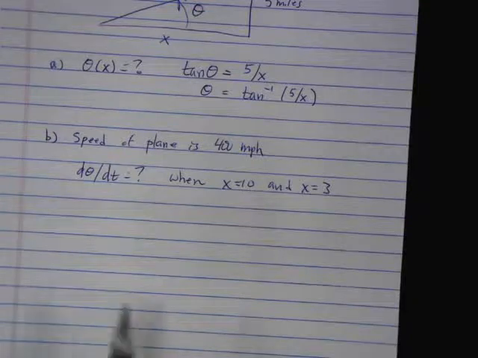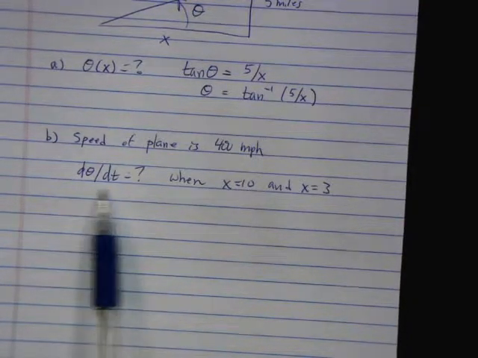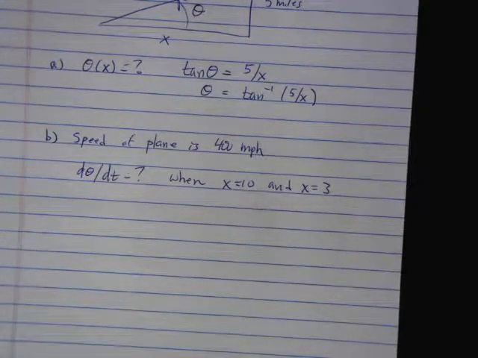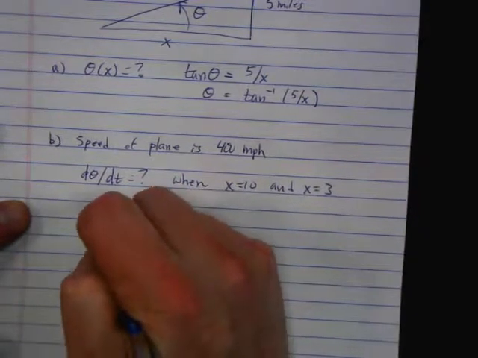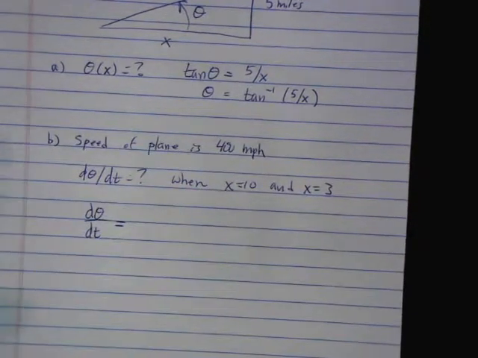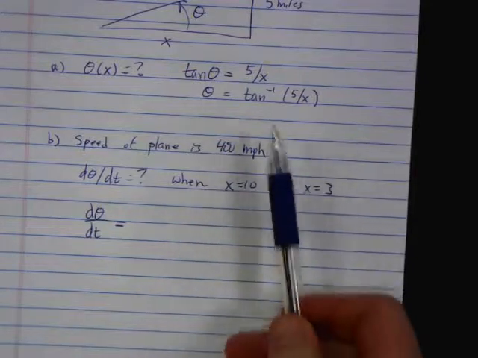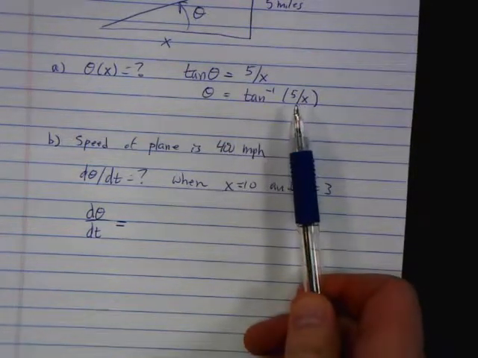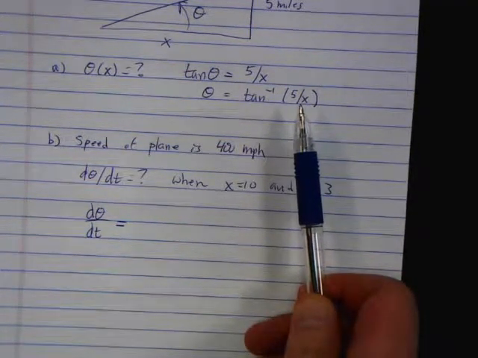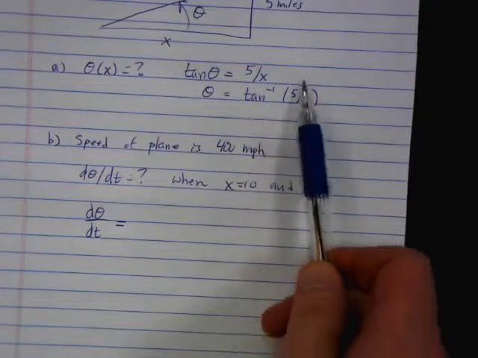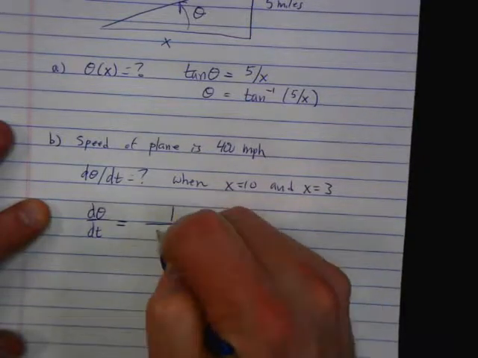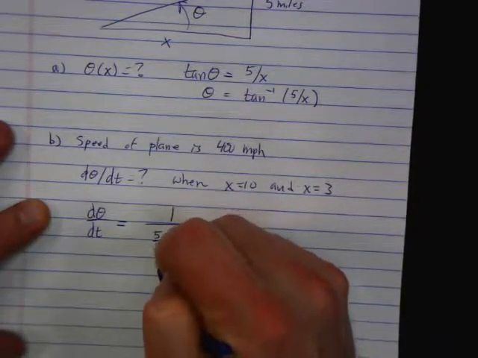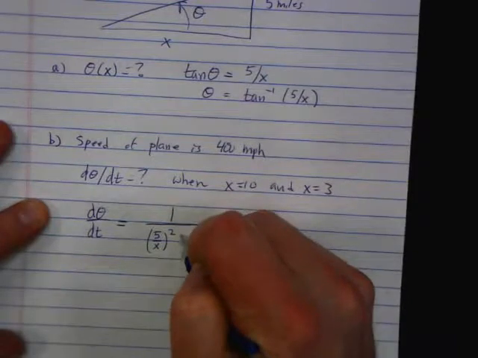Then it says the speed of the plane is 400 miles an hour. I want to know d theta dt when x is 10 and when x is 3. All right, so I find the derivative, d theta dt equals, what was our formula for tan inverse again? 1 over x squared plus 1, except we're not going to have x, we're going to have 5 over x. So it's going to be 1 over 5 over x squared plus 1.